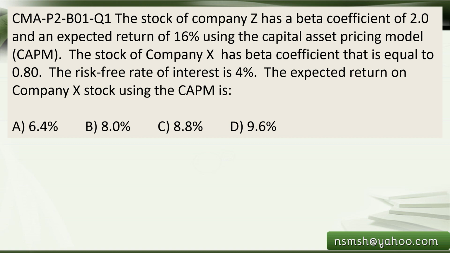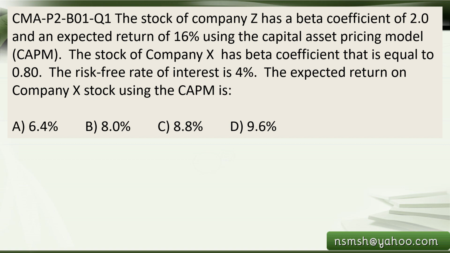The stock of company Z has a beta coefficient of 2.0 and an expected return of 16% using the capital asset pricing model. So the expected return is also calculated using the CAPM formula. Now, what is missing in this is the rate of market return. The stock of company X has a beta coefficient equal to 0.8, and the risk-free rate of interest of the market is 4%. The expected return on company X is to be found now.